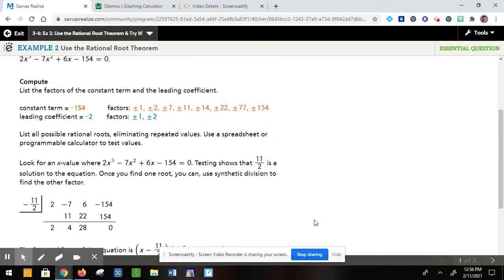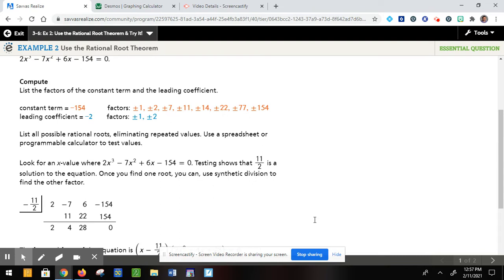The constant was negative 154, so we list out all the factors of those. The leading coefficient was 2, so we list out the factors of those. So taking out, well, it's all of those divided by all of those, right? So you're going to get all your possible rational roots.